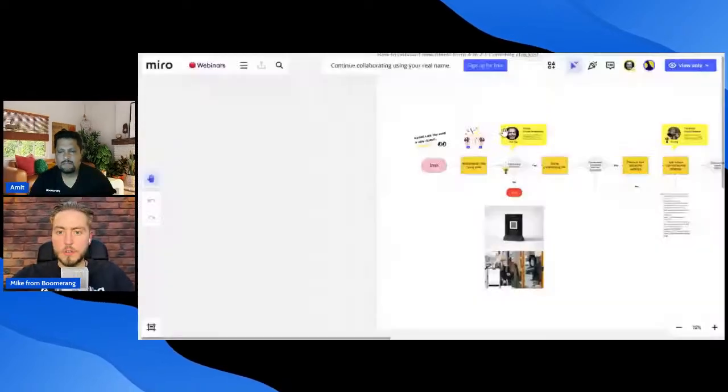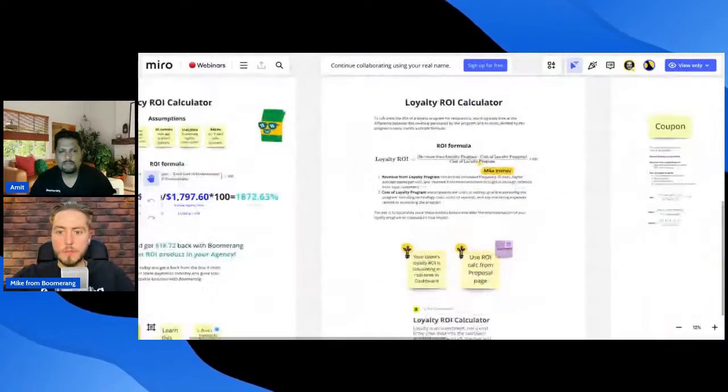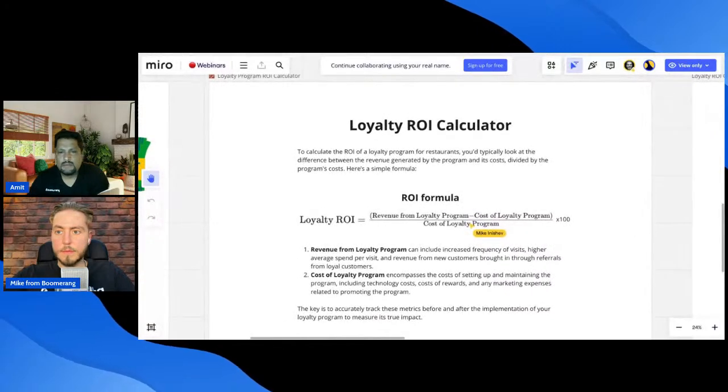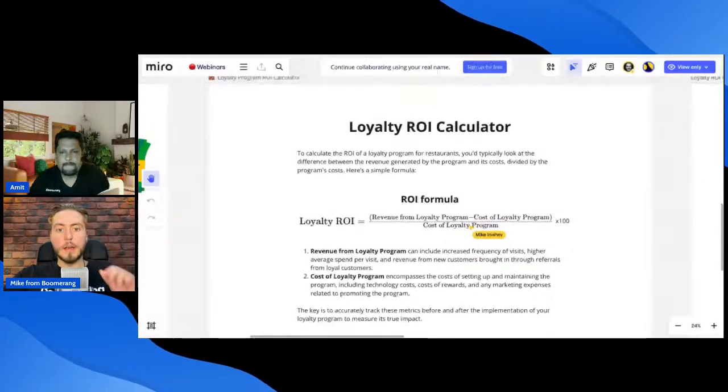Sorry for the small delay. I opened the board and sharing my screen. Do you see my screen? All is good? Yes, all is good. Yeah, perfect, guys.